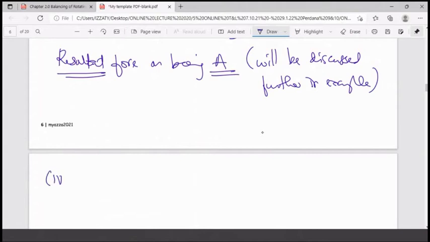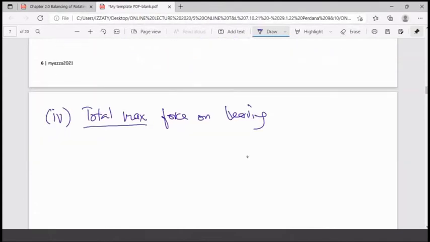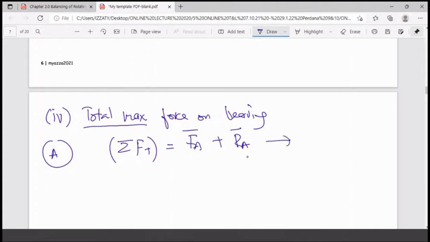Number 4 here is new to you. Number 4 could be number 3. What did I say just now? It is the total force, but not simply the total force, it is the total maximum force on the bearing. It doesn't matter which bearing you refer to. As long as you are talking about total maximum force, suppose it is on bearing A, for example. You will have FA, you also have RA, and these are all vectors. Remember this: always follow the static force.